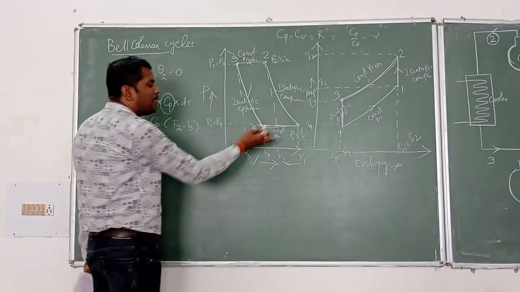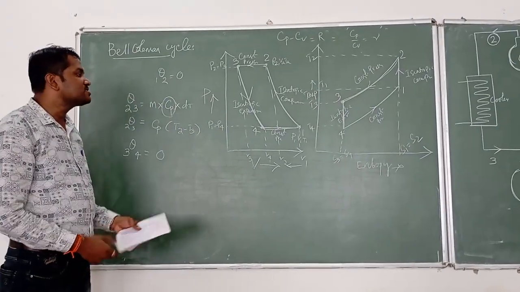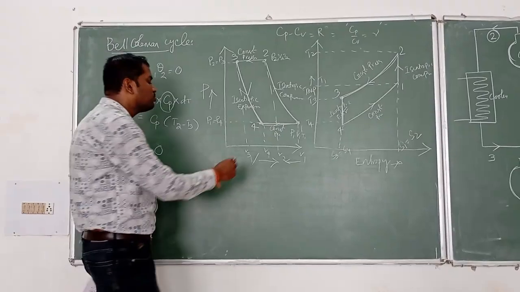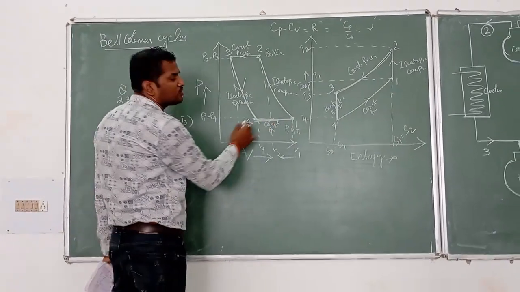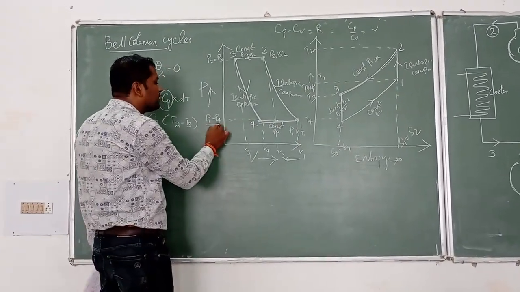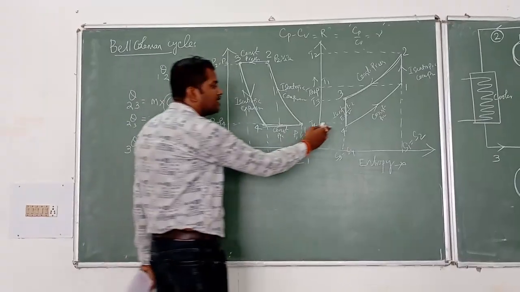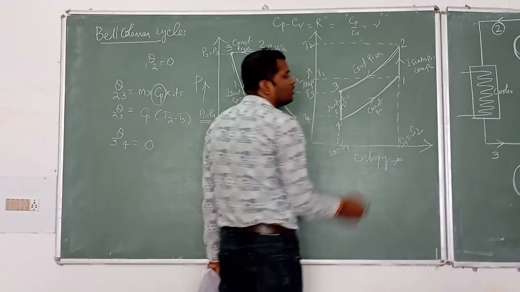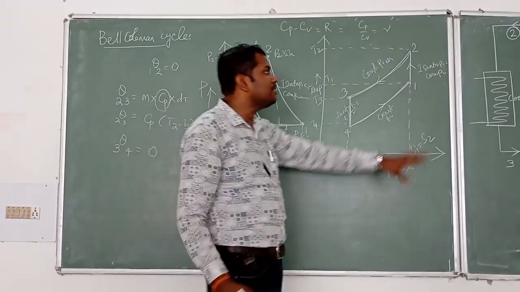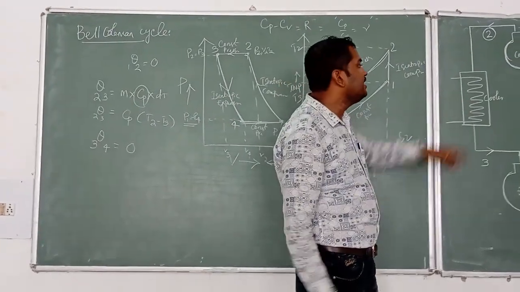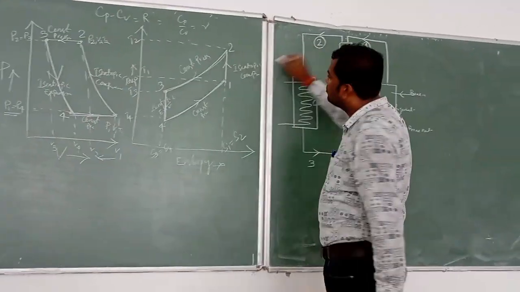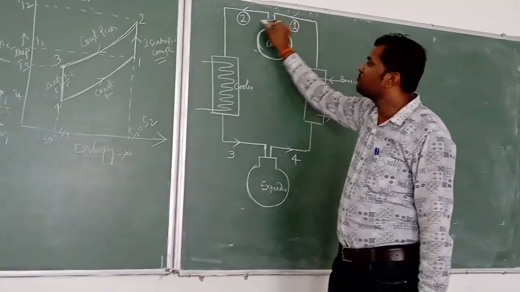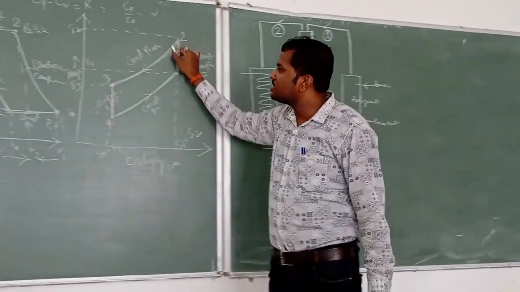Then another one, there is a 4 to 1 process. After that, the air is passed to the refrigerator. 4 to 1, the constant pressure process. So pressure remains constant, T1 is equal to T4, but in constant pressure the temperature increases from 4 to 1. This is the line diagram of a Bell-Coleman cycle. In the line diagram, 1 to 2: the compressor is there, compression takes place. 2 to 3: cooling at constant pressure.